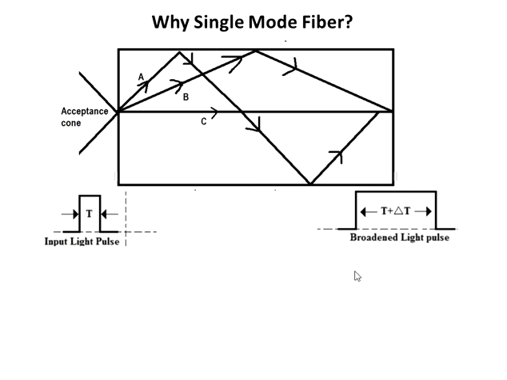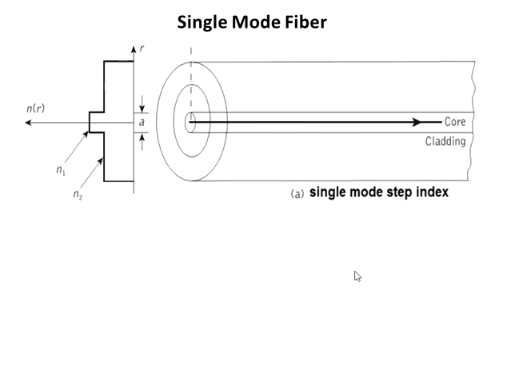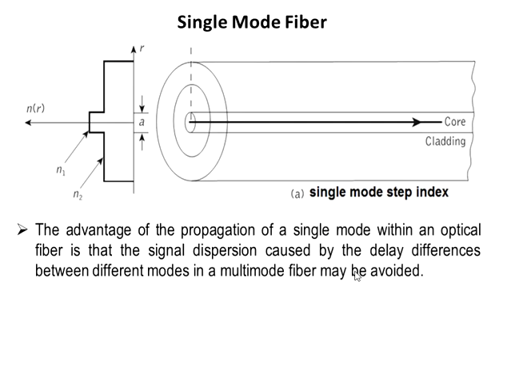So, if a fiber can support only one mode, intermodal dispersion will be eliminated, and thus transmission over longer distance is possible. So, we define the advantage of the single mode operation is that dispersion caused by delay differences will be avoided.